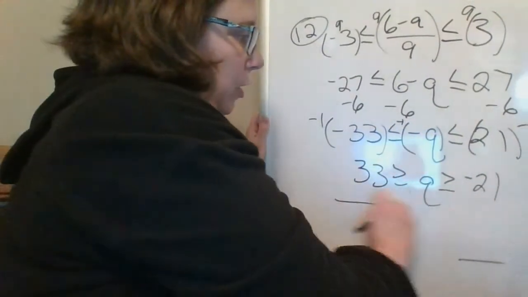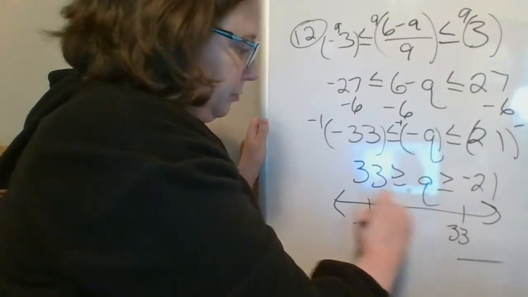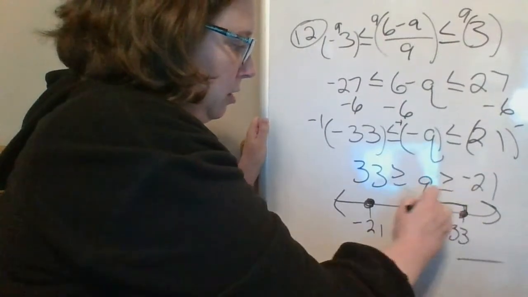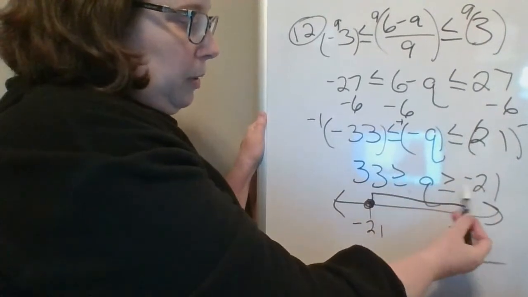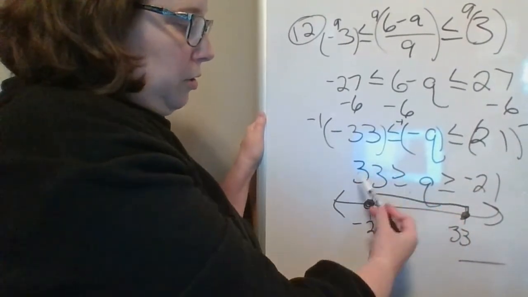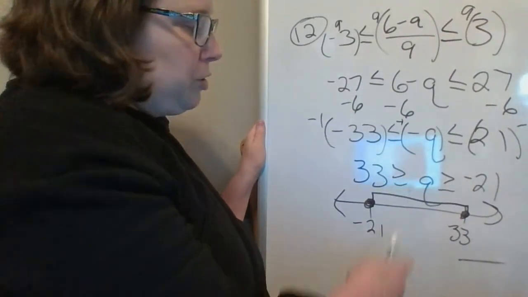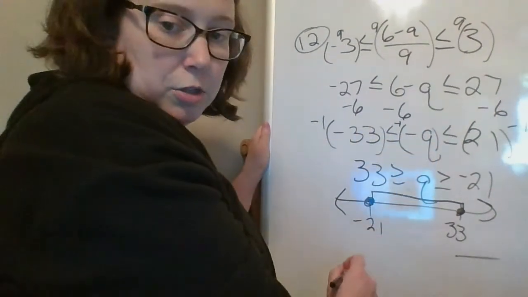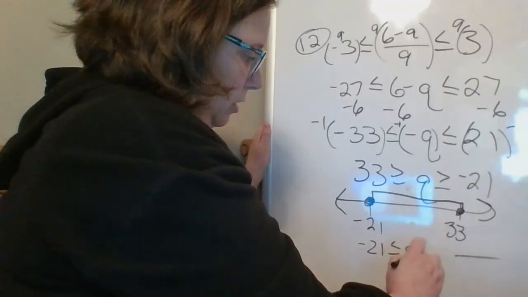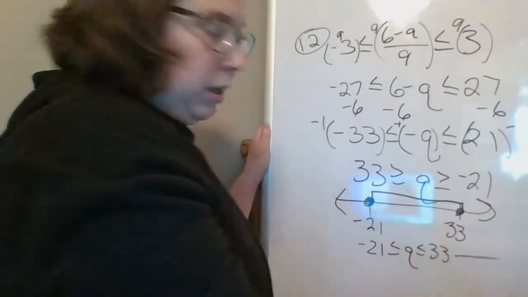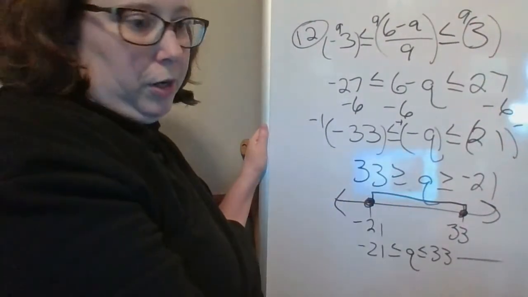When we graph that, remember to put your negative number over here. We have closed circles again, and it's anything in between there. So if you read this way, it would be negative 21 is less than or equal to q is less than or equal to 33. If you want to flip that all around, if that makes it easier for you to graph, that's fine. Just remember to flip your inequalities back around. So it would look like this. You'd have negative 21 is less than or equal to q is less than or equal to 33. If that works better for you to graph it, you can do that. Just remember, if you're flipping it around, you flip your inequalities.